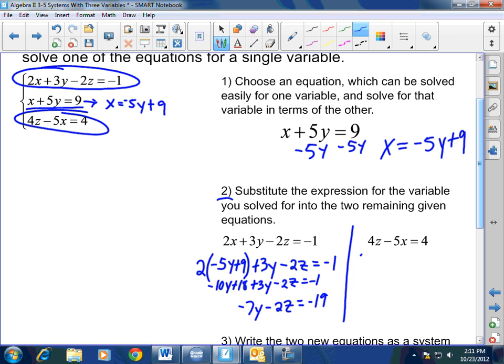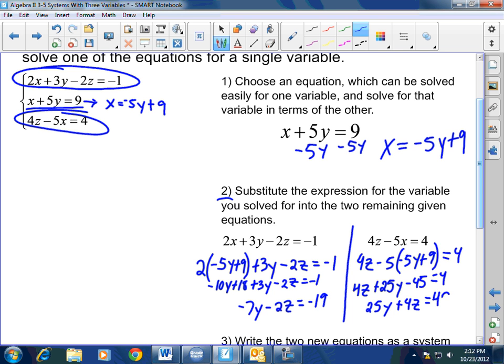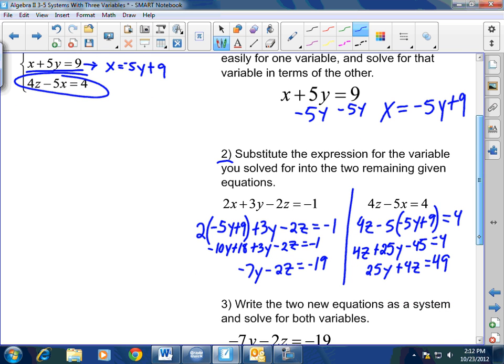On this one over here, I've got 4z minus 5 times x, which equals negative 5y plus 9, equals 4. That gives 4z plus 25y minus 45 equals 4. And then I have 25y plus 4z equals positive 49. So everyone see what I just did there? Take a look at it, absorb it, love it. Make sense? Okay.